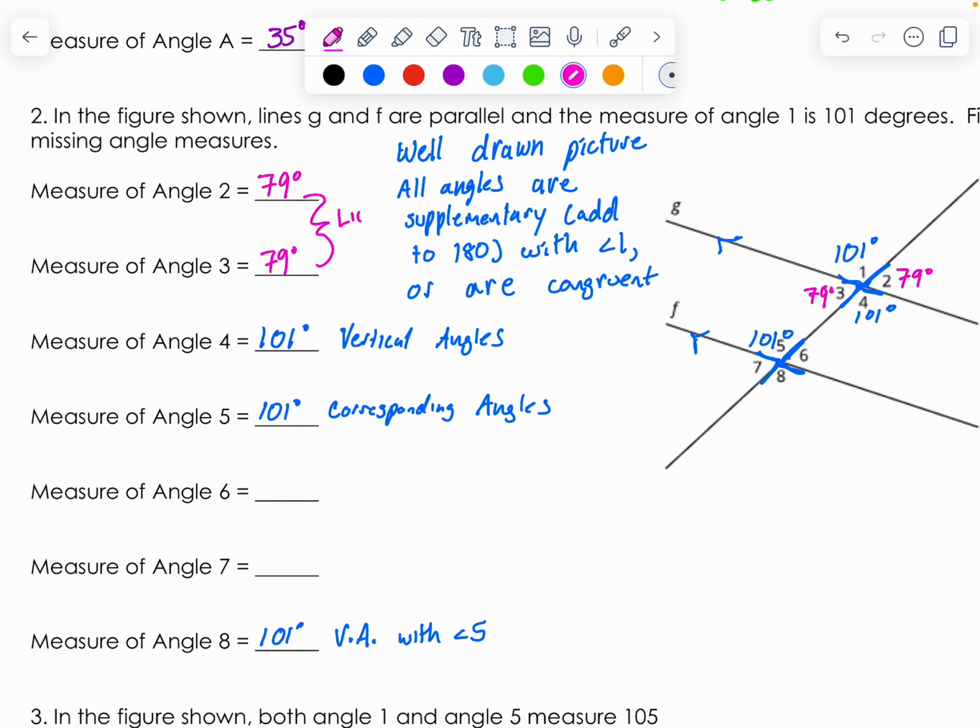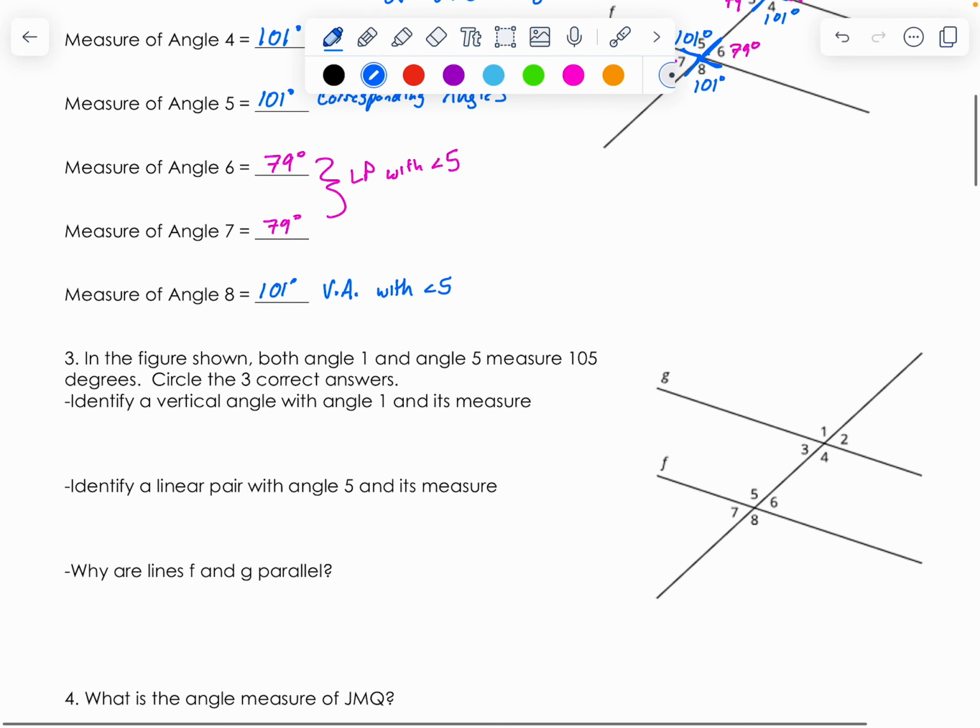Linear pair with angle 1. They both have their own independent linear pairs. I'll just draw one of them, angle 1 and angle 2, forming a linear pair. And then down here as well, 79 degrees, 79 degrees. Both of these are independently linear pair, LP, with angle 5. That's our only choice. They're either congruent or they're supplementary, any two angles you pick when the lines are parallel and cut by a transversal.